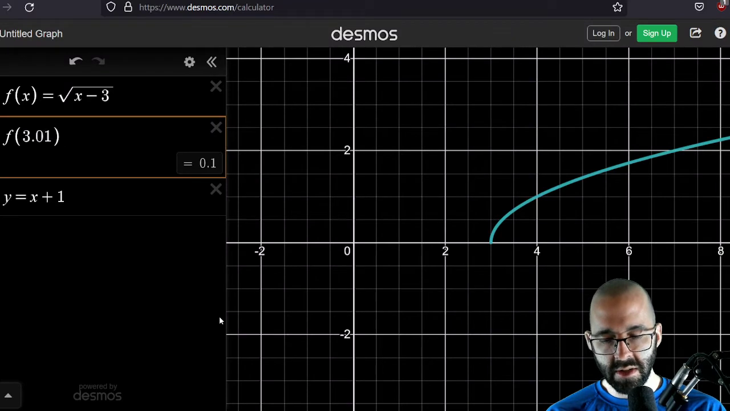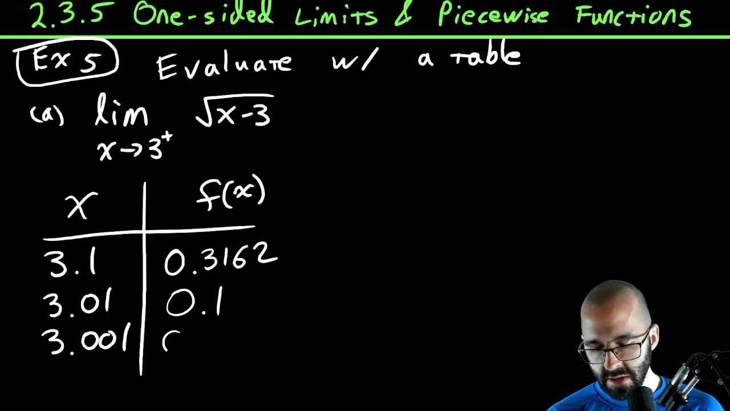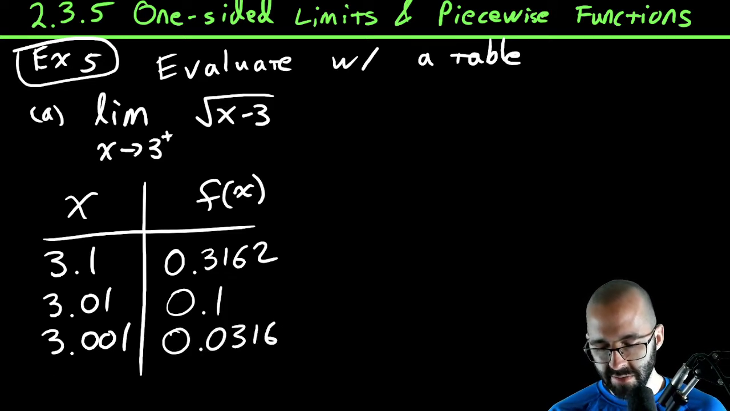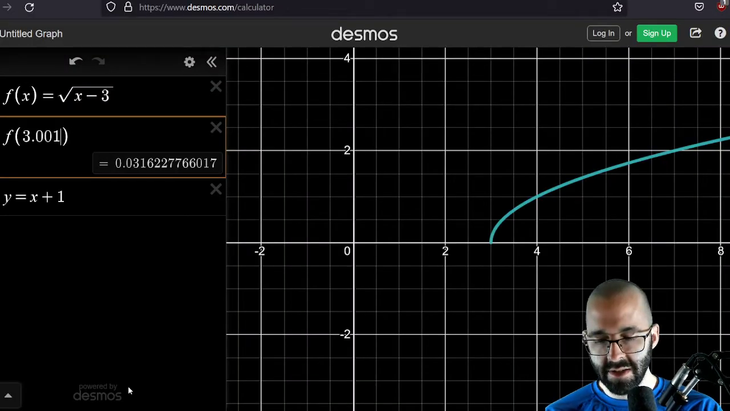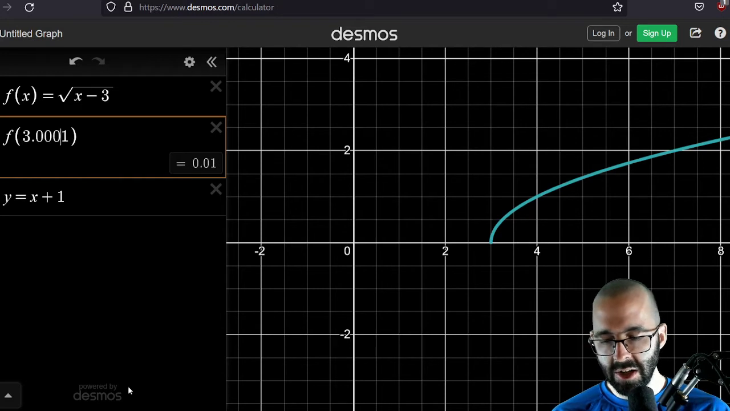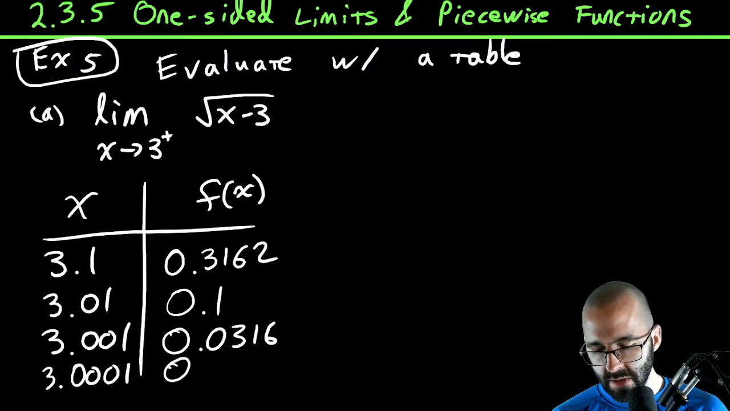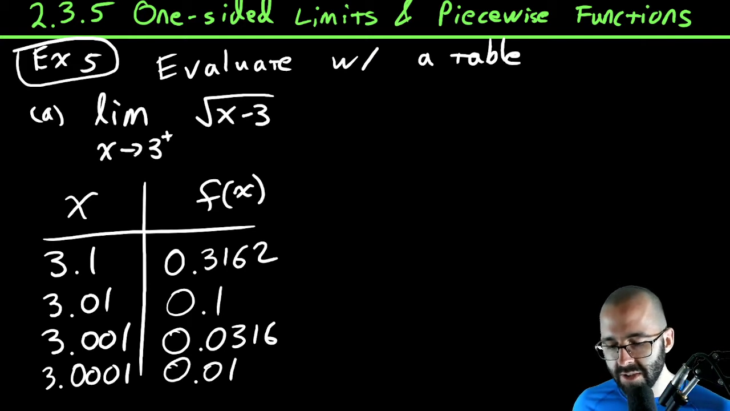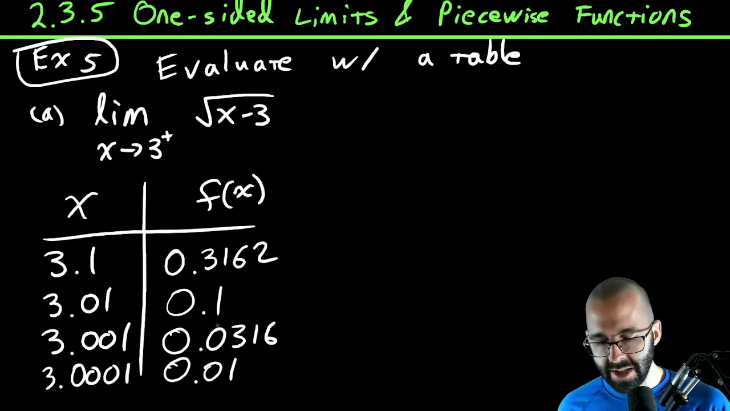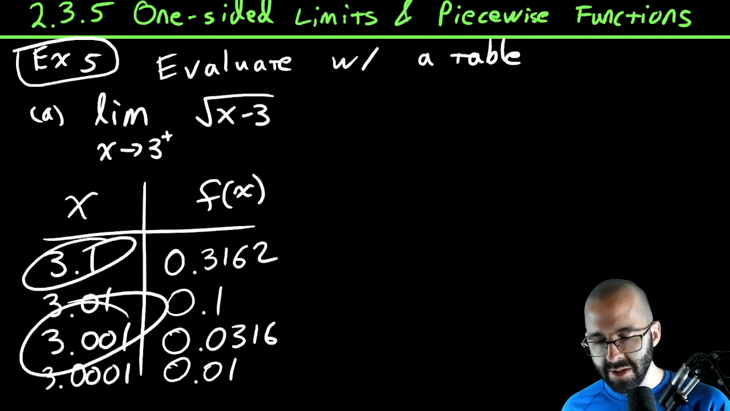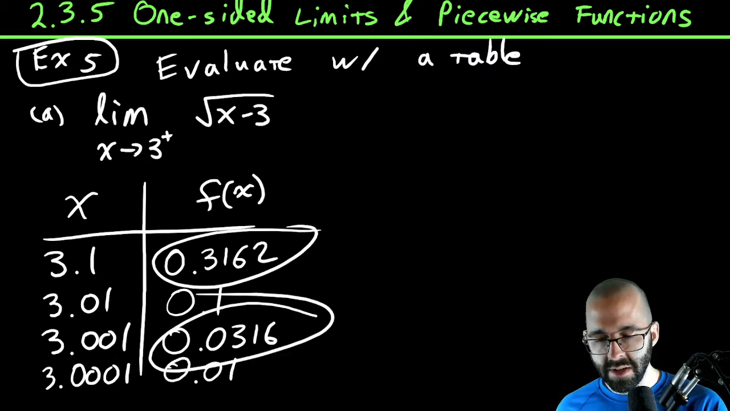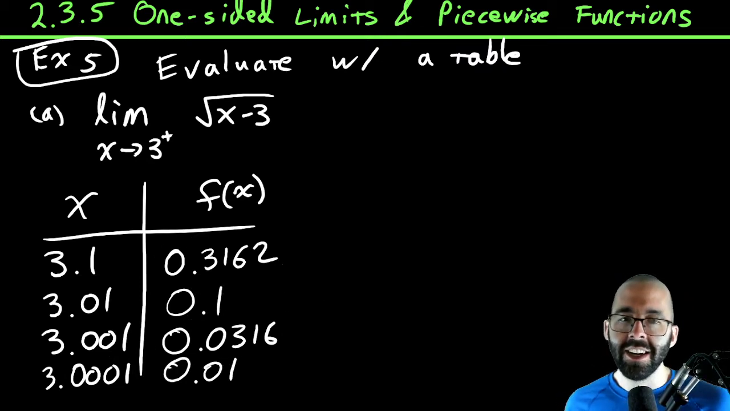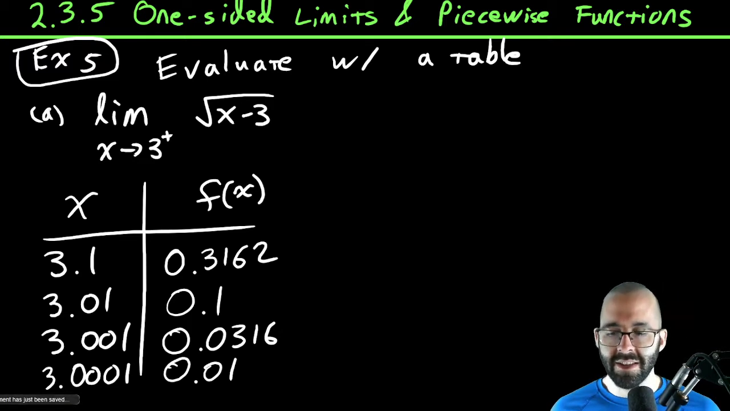Let's get even closer to 3. 0.0316. Let's get another one. We need more information here. Let's get even closer to 3. 0.01. And in fact, every time we add 2 more zeros, we get to add 1 more 0 here. There's actually a really interesting reason for why that is, but I don't want to go too into it now.